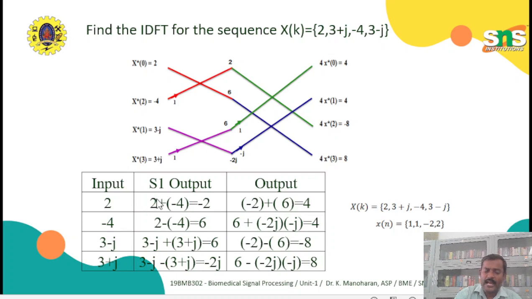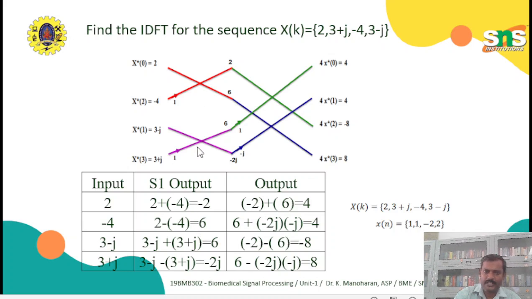So just add for the up leaf: 2 plus minus 4 will be equal to minus 2. And then for the down leaf, first we need to subtract it and multiply with the twiddle factor. So the twiddle factor is 1. If you multiply anything with 1, there is no change. So minus 4 into 1 will be equal to minus 4 only. So 2 minus minus 4, that becomes 2 plus 4, which will be equal to 6.